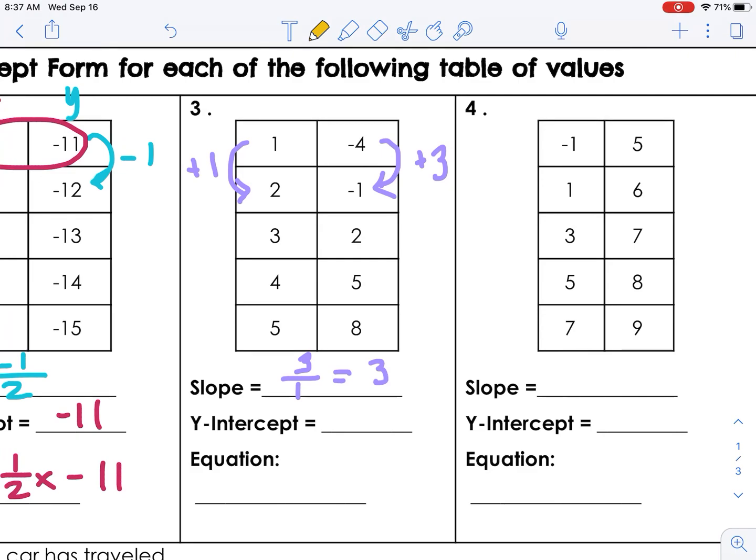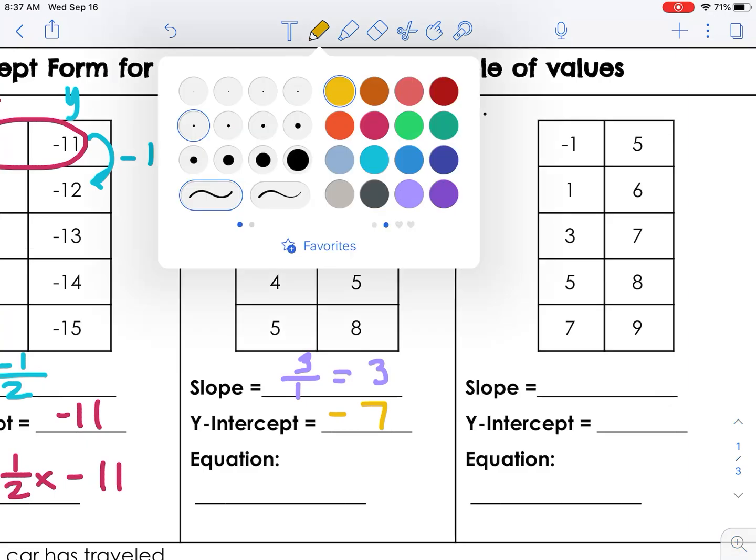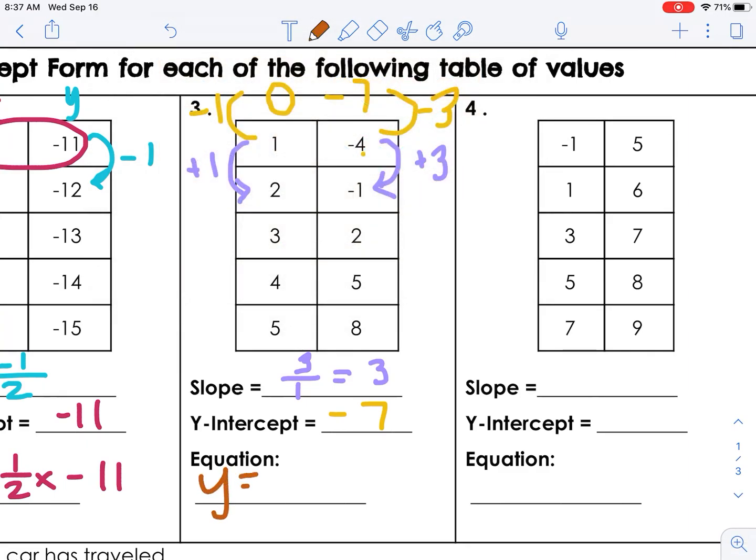If you'll notice in the x column, we do not have an x value of 0. So 0 would fall in order on the top because it would be 0, 1, 2, etc. So if we're going to go back 1, we need to do the opposite slope over here. So we need to go back 3. -4 minus 3 would give us -7. That equation could then be written as y equals 3x minus 7.